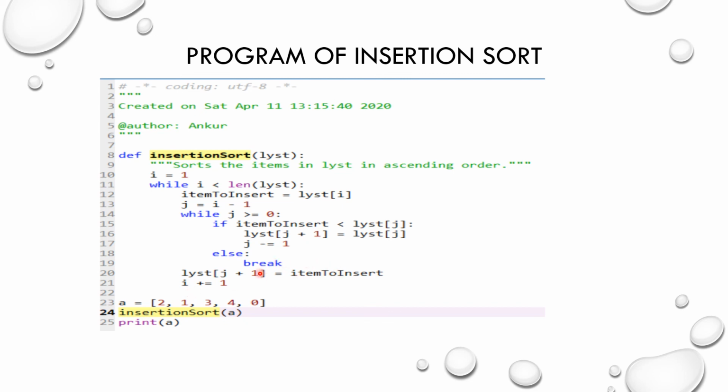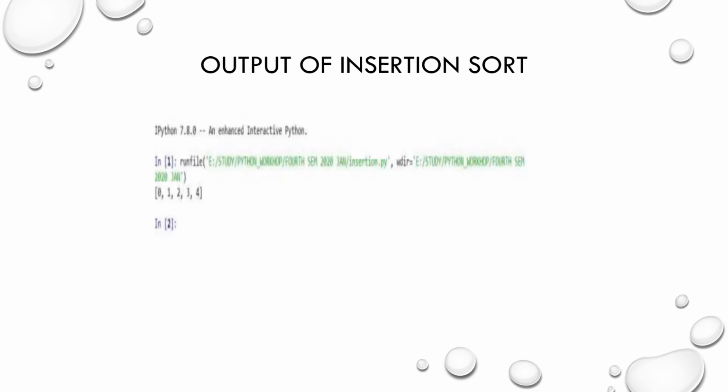In this way, we move that element to the correct position, and in this way you can work on insertion sort. I think you have got the concept clear. It is simple and short, and this is the output of the insertion sort. You see 0, 1, 2, 3 and 4.